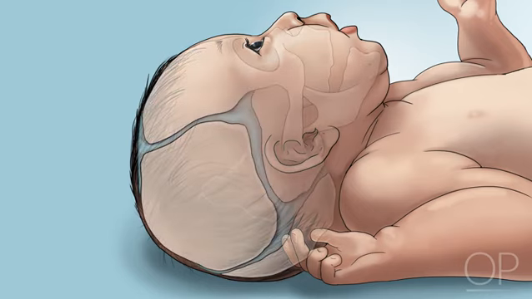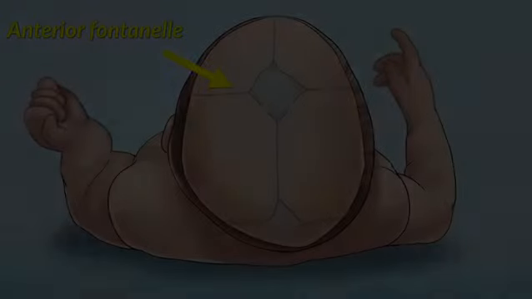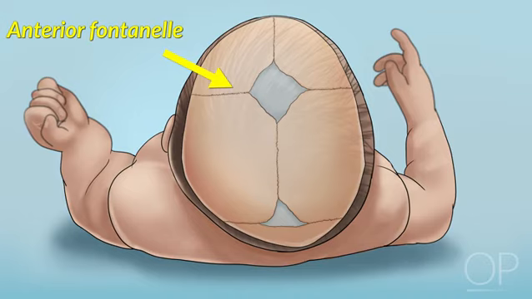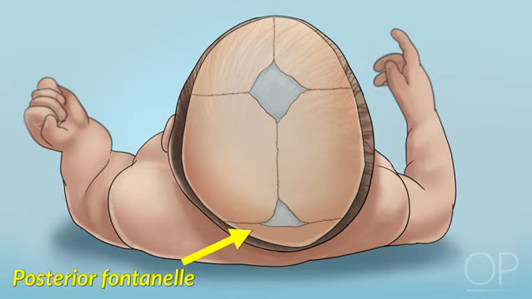A newborn skull is made up of several bony plates that meet along flexible cranial sutures. In the center, they form a soft spot known as the anterior fontanelle. There is also a smaller fontanelle in the back, the posterior fontanelle.